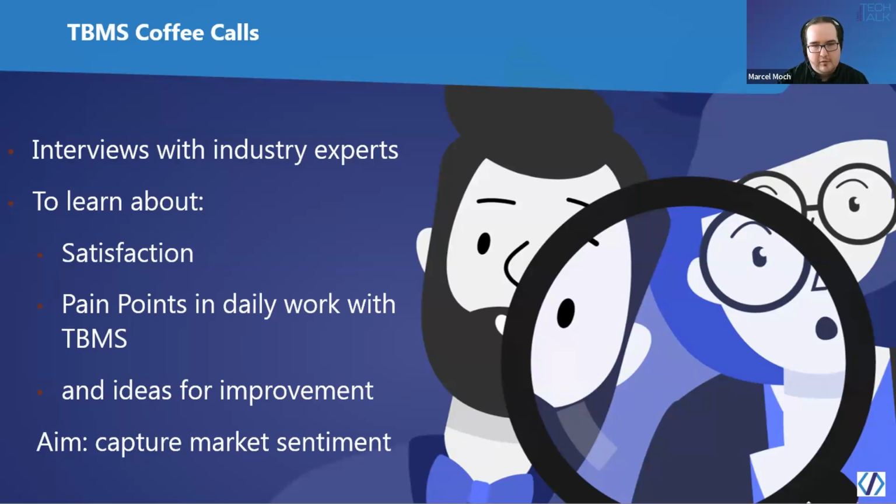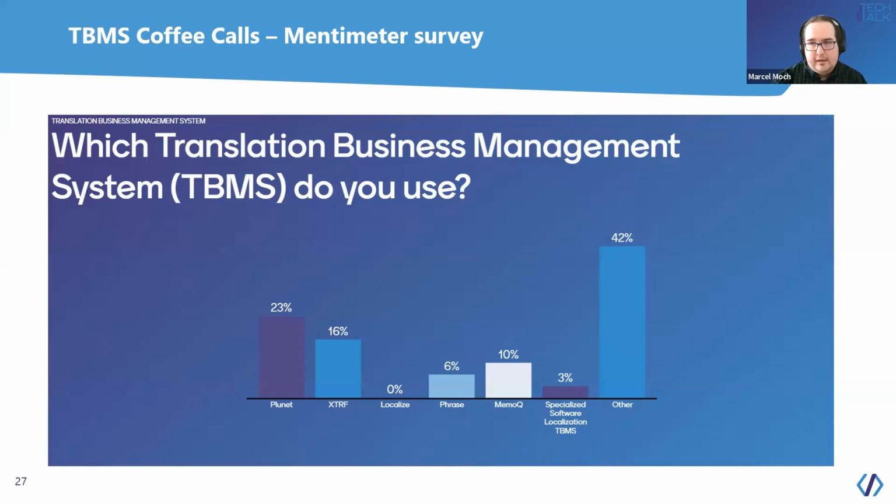So which ones do our customers or participants of the survey basically use? Are they satisfied with their solutions? What are the pain points? And do they have any ideas for improvement? I just would like to give you some of the results. So a lot of them used Flunet, as we can see. We have XTRF on the list as well. So a wide variety of standard systems that are available on the market.